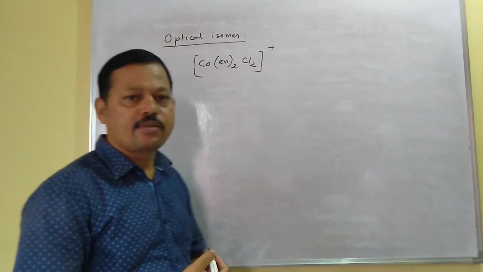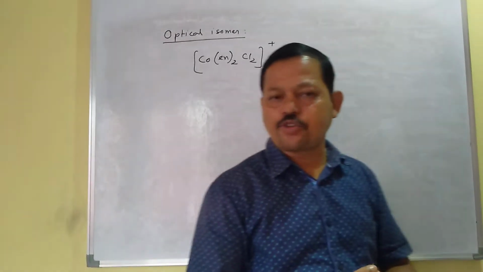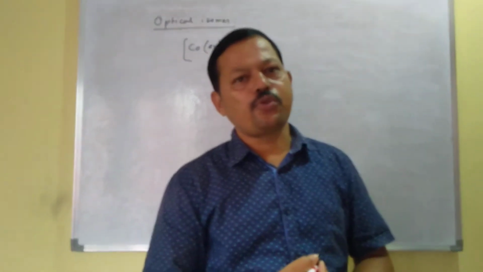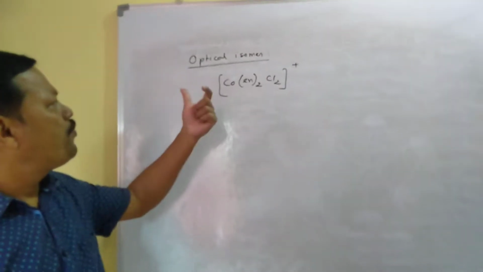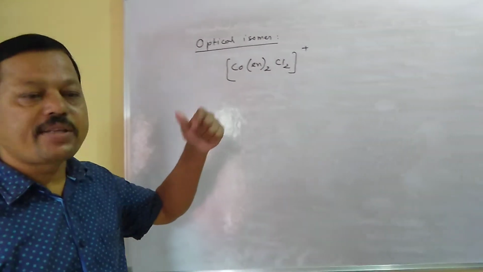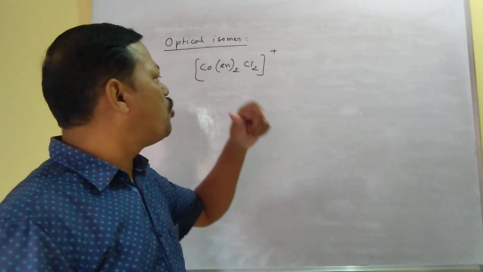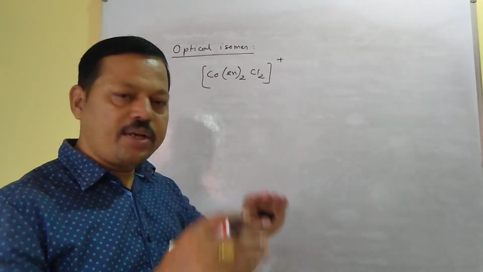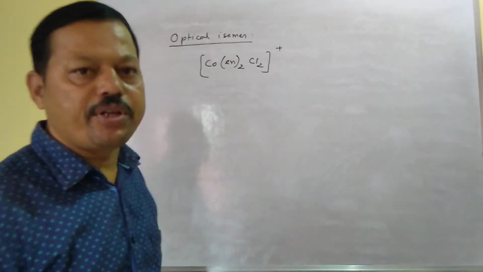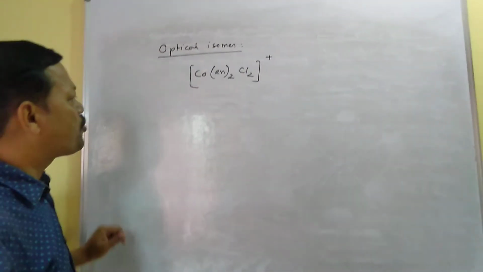Every complex cannot show geometrical isomer. Every complex cannot show optical isomer. So what type of complexes can show geometrical isomer? What type of complexes can show optical isomer? Only that type of complexes I have shown here. All types of complexes cannot show.